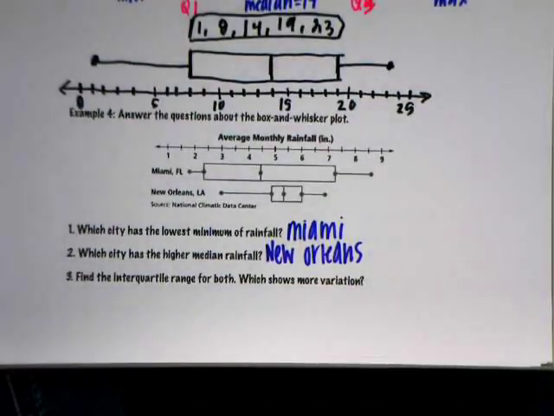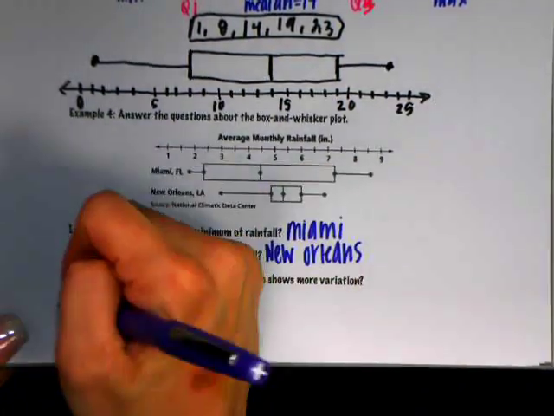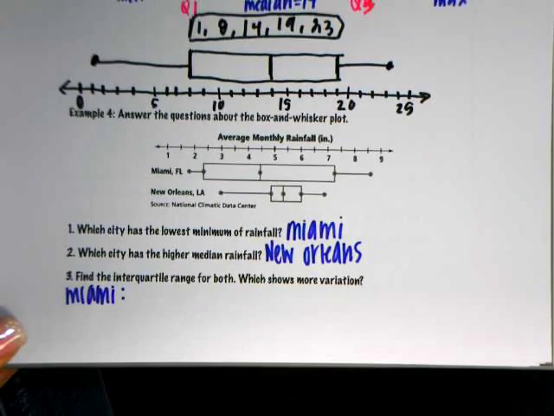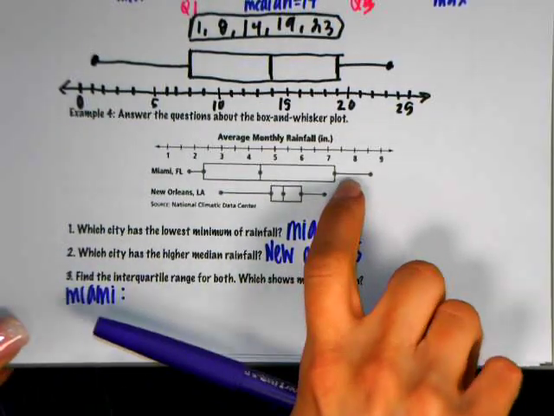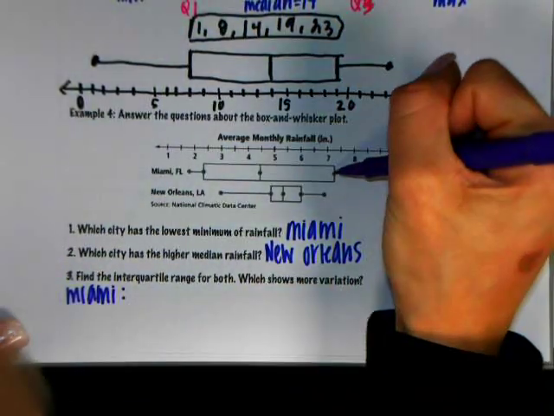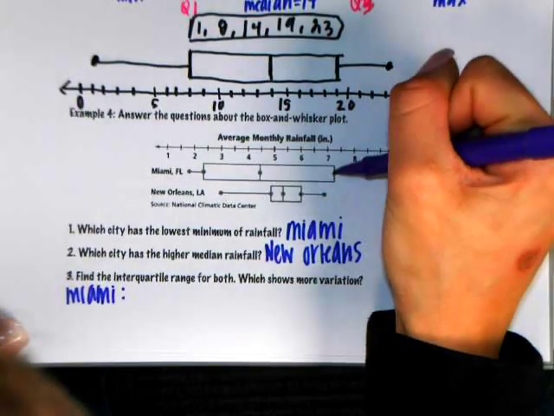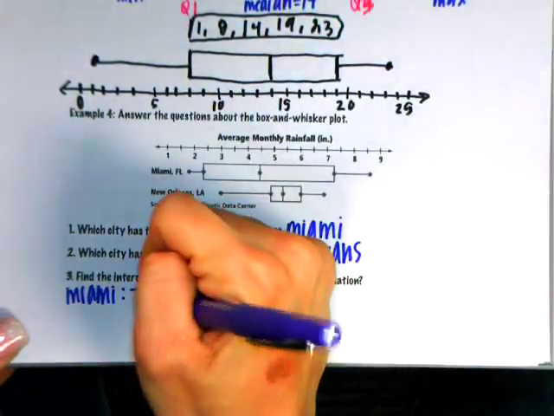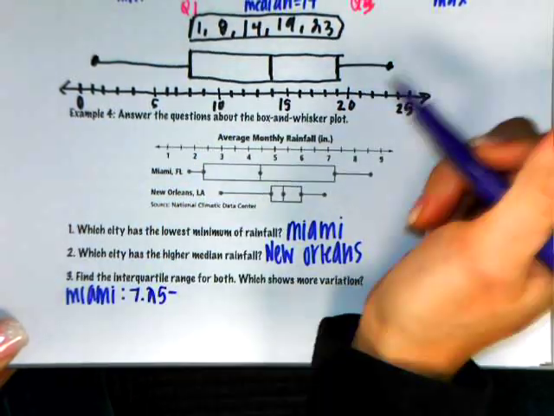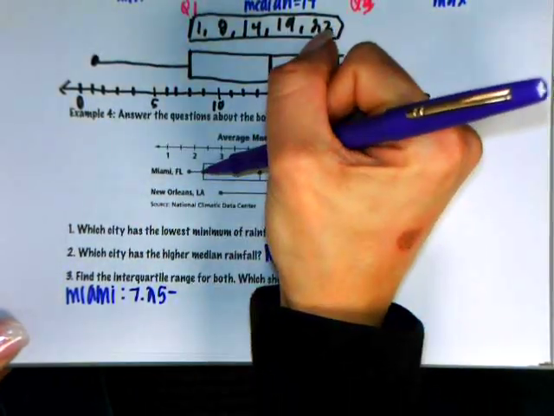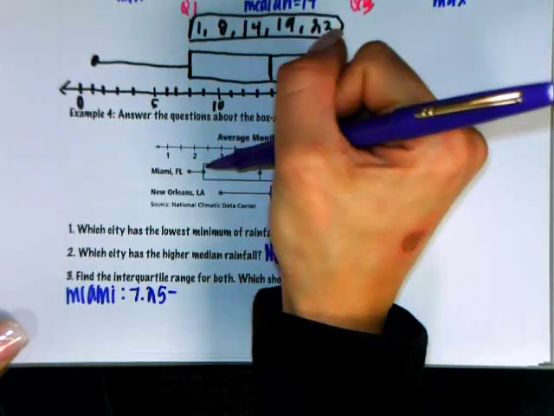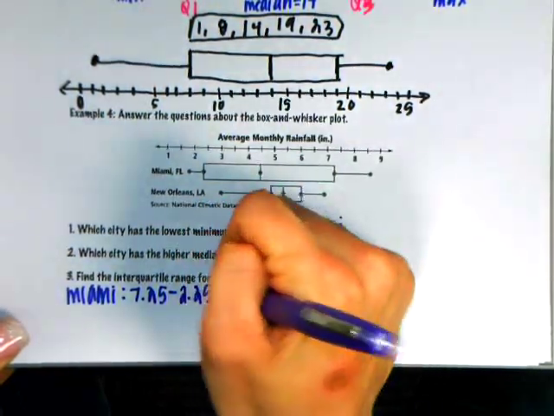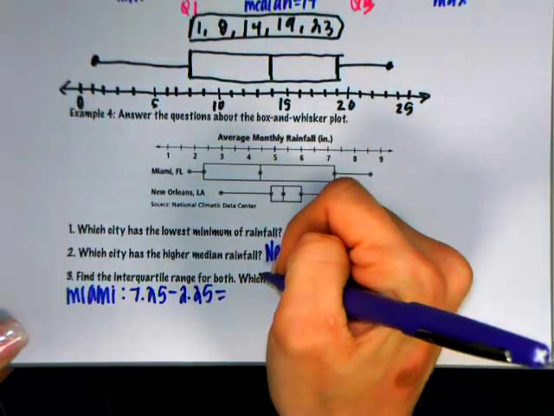Find the interquartile range for both. So for Miami, remember it's Q3 minus Q1. So this is going to be at like, what, like 7.25? If that's 7.5? Yeah. 7.25 minus, where is this one at? Like 2.25? So what's that going to be? 5.